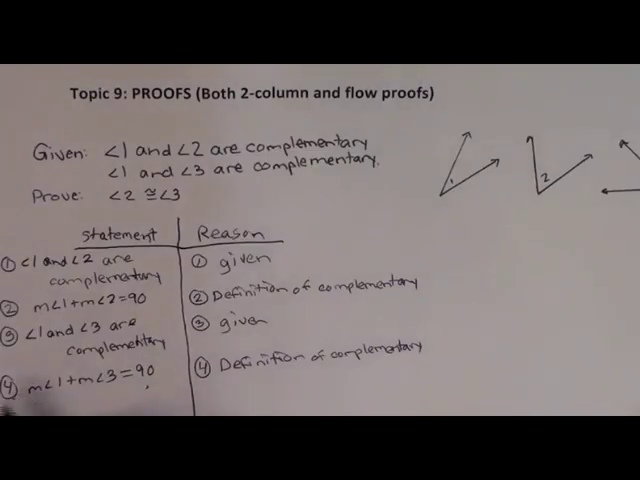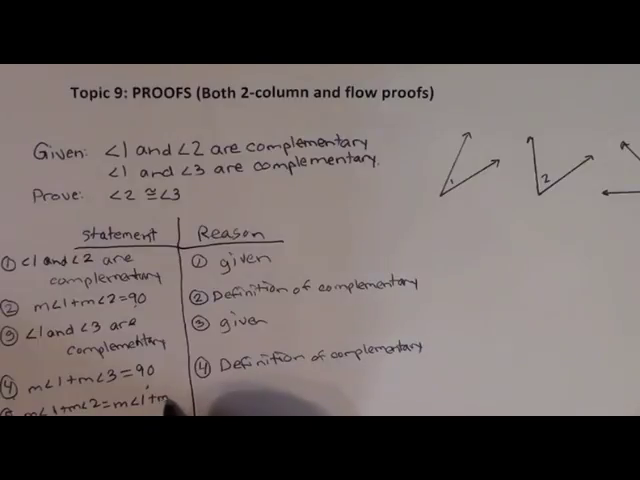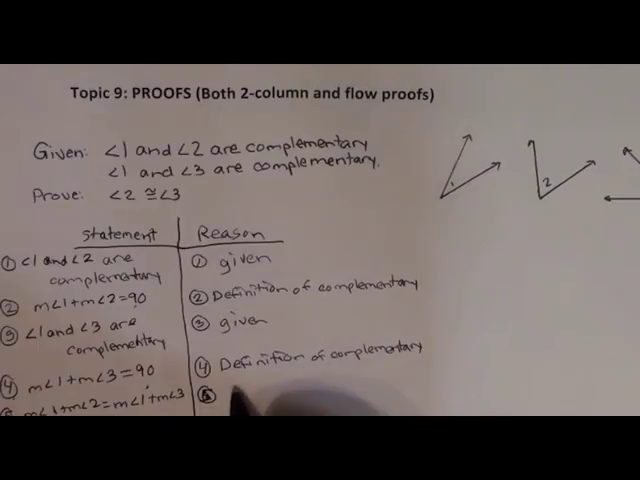And if they're both equal to 90 degrees, what that means is that the measure of angle 1 plus the measure of angle 2 up here, which is equal to 90, has to be equal to the measure of angle 1 plus the measure of angle 3, because they're both equal to 90 degrees. Now the reason. If two things are both equal to the same number, it means that the two expressions, or the two statements on the left, have to be equal. That's the transitive property.